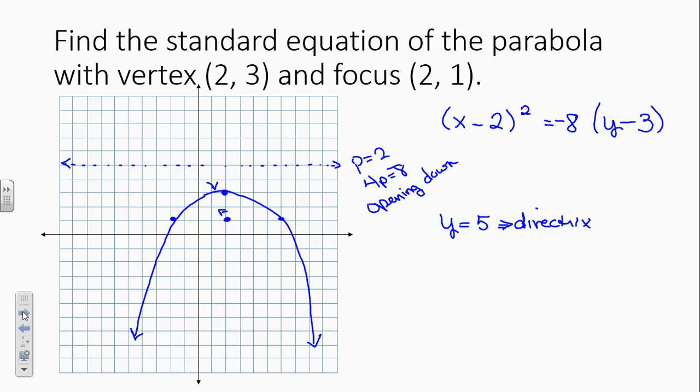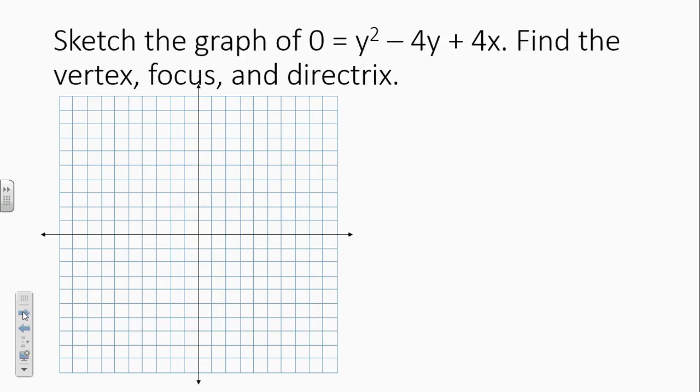So do you see that you don't need all the formulas and so forth? If you can remind yourself, okay, focus is always inside, directrix is always outside. 4p gets me the number of steps to go up or down or left or right, and away we go. I like to give you the formulas, but I don't think it's necessary to memorize all of them. Does that make sense? All right, so here's the last one for today.